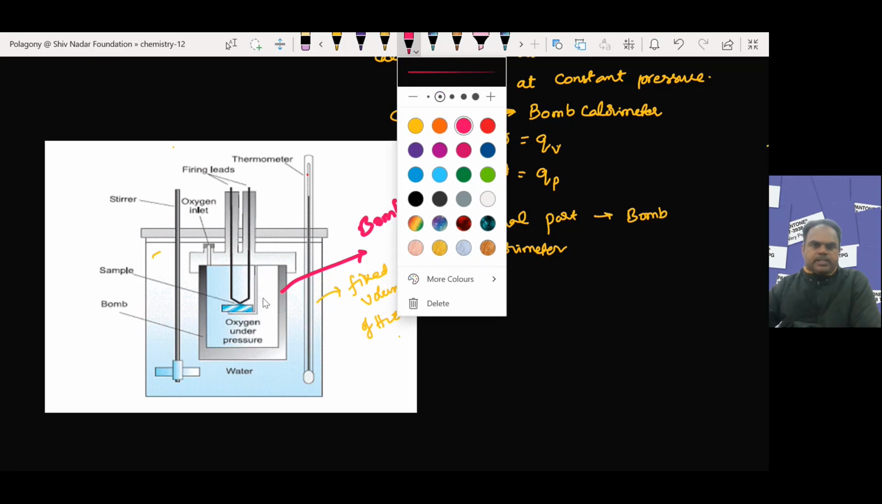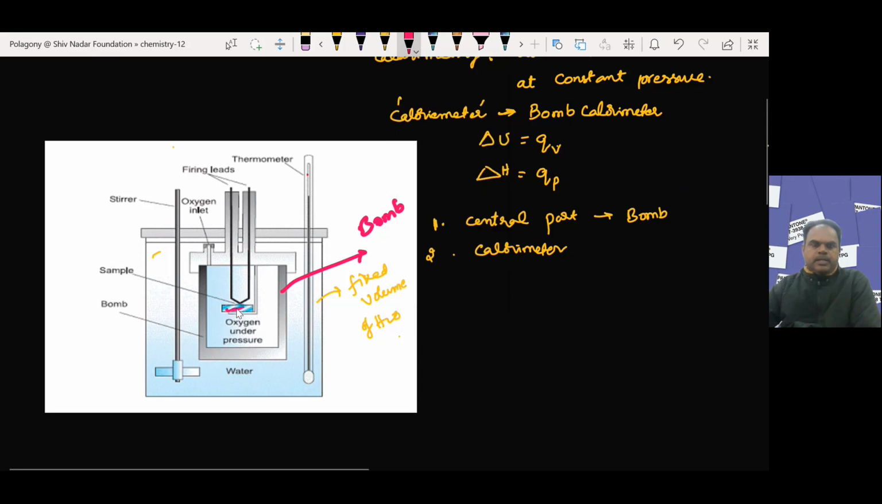A cylindrical box is placed inside, and in this the oxygen gas pressure will be maintained for combustion. There are firing leads present. Here is the place for the sample, where the combustion or burning of the sample takes place. Chemical reaction takes place here. There is a stirrer to maintain uniform temperature of the water, and there is a thermometer to measure the temperature.